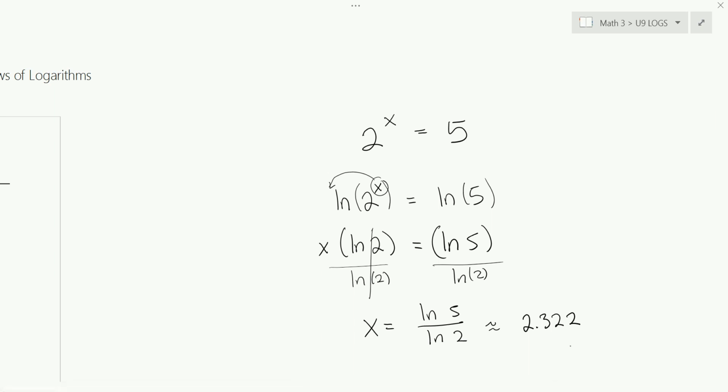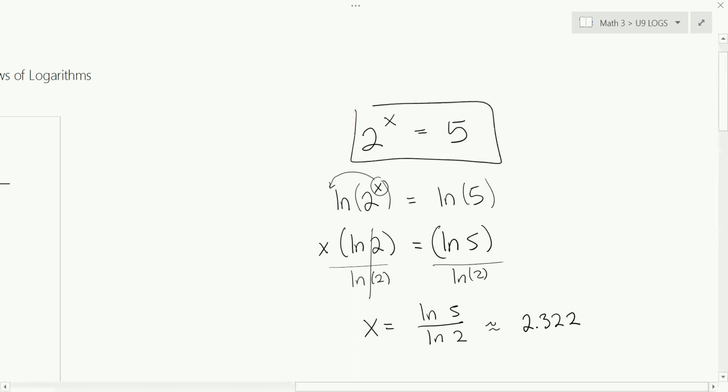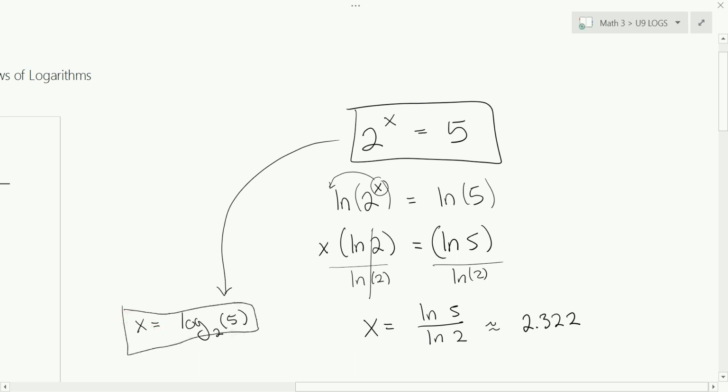Normally, if I asked you to change this into log form, what would we get? Log base 2 of 5 is equal to x, and I'm going to put the x on this side. So we have x is equal to log base 2 of 5. But then we also have x is equal to natural log of 5 over natural log of 2.